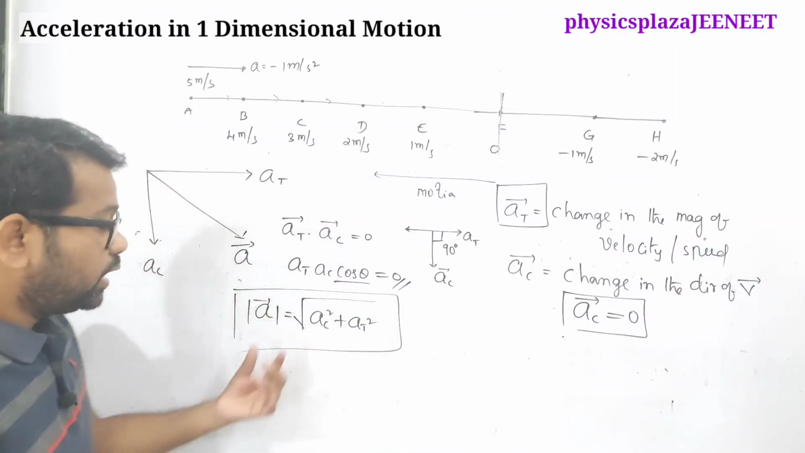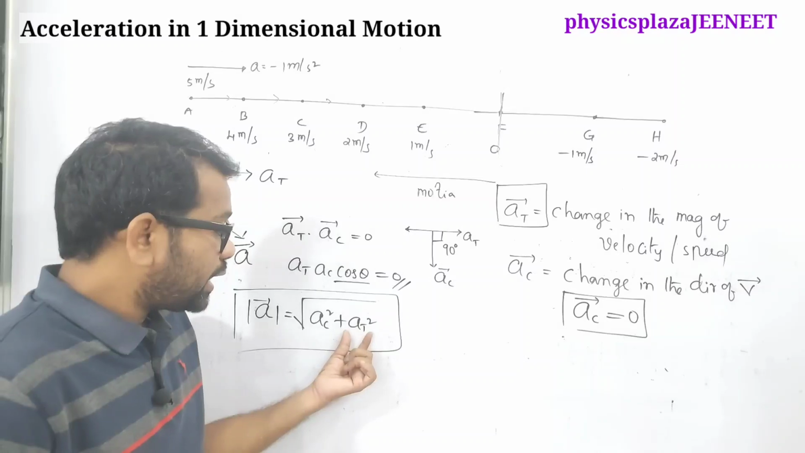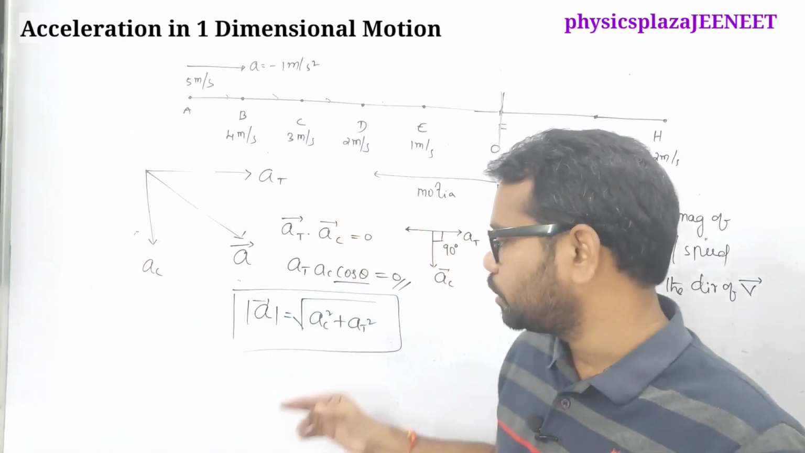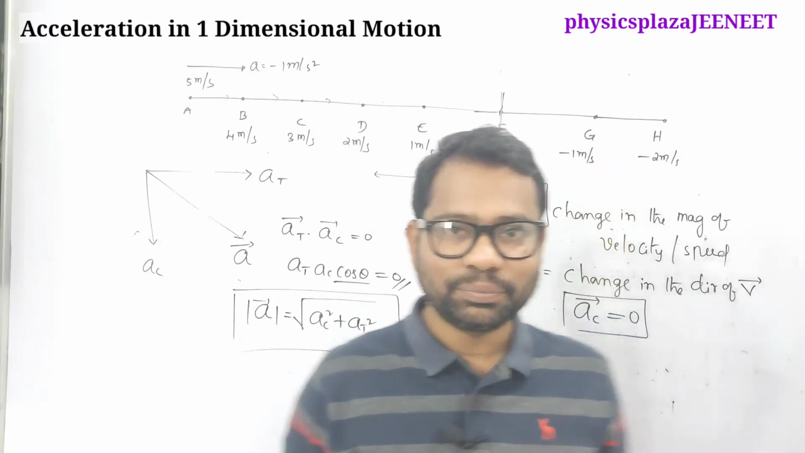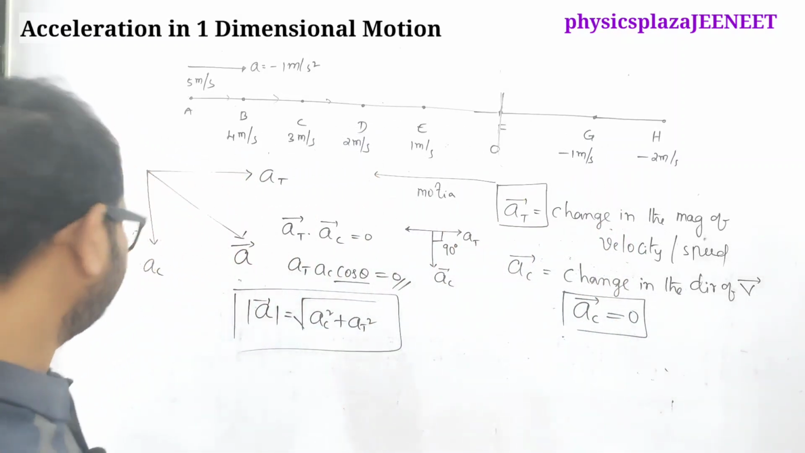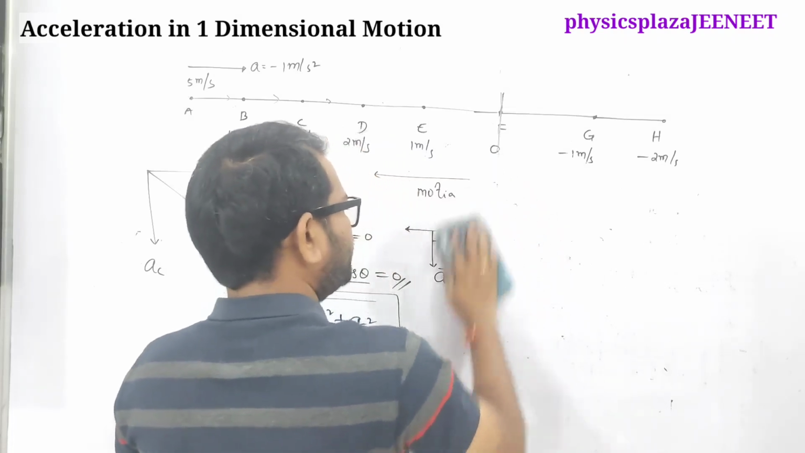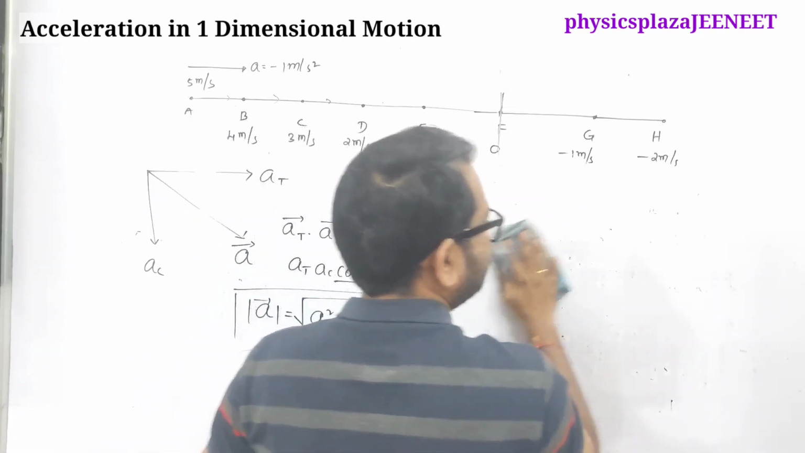So when centripetal acceleration and tangential acceleration are in the picture, how do you calculate the resultant acceleration? By using this formula you can calculate. Is it clear, children? Just copy this. Fine. Now, we have been talking about the case when the angle between acceleration and velocity is known.